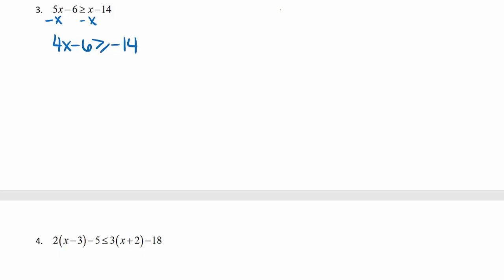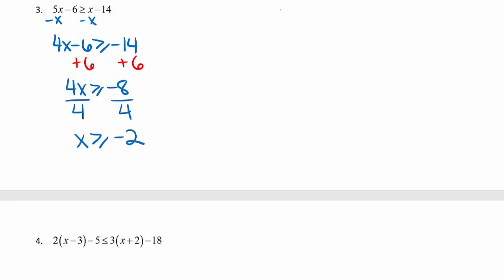And then to continue getting the x by itself, I have to add 6 to both sides. Finally, I'm going to divide both sides by 4. I am dividing by a positive number. The 4 is positive, so I don't change the direction of the inequality, and I'm left with x is bigger than or equal to -2.